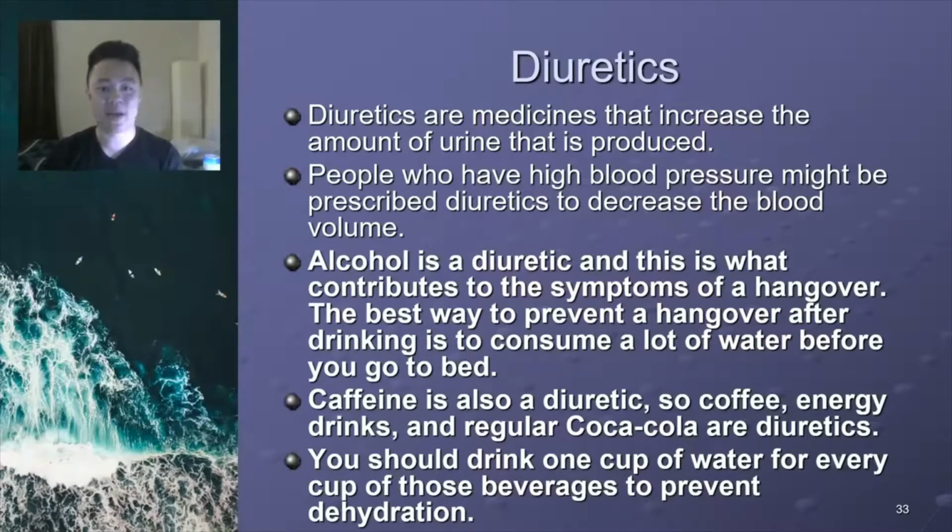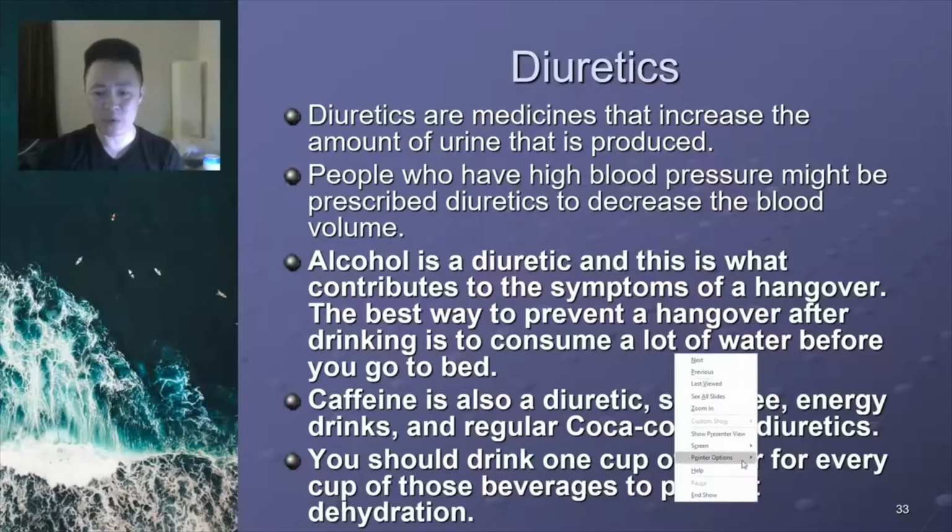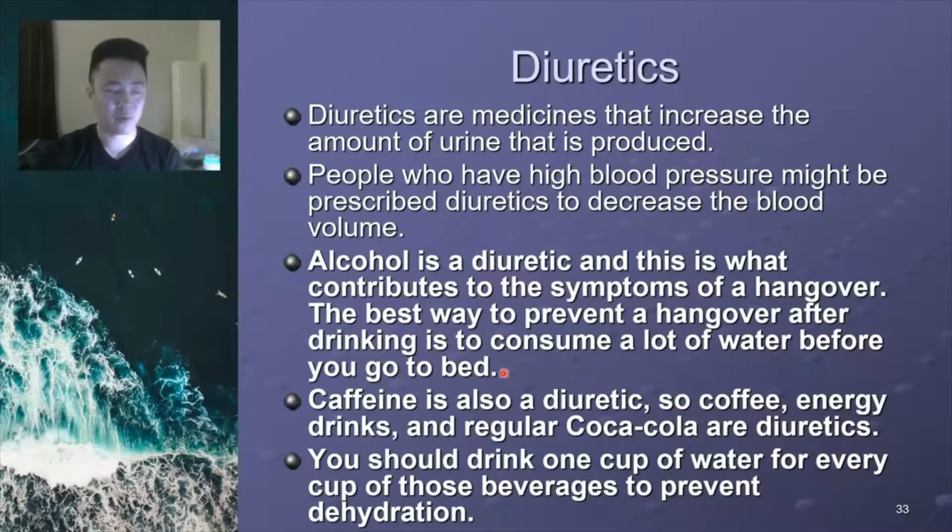Alcohol is a diuretic, and this is what contributes to the symptoms of a hangover. So the best way to prevent a hangover after drinking is to consume tons of water before you go to bed. What I know really works, I find water pretty boring, so I like to drink green tea, because water can get boring, but water's the best. A cup of water for every cup of these beverages in order to prevent yourself from getting dehydrated.